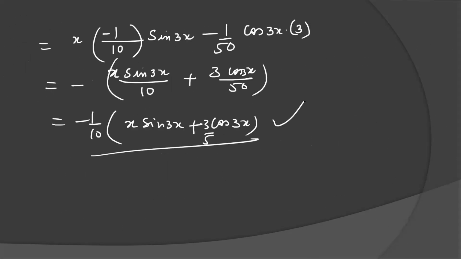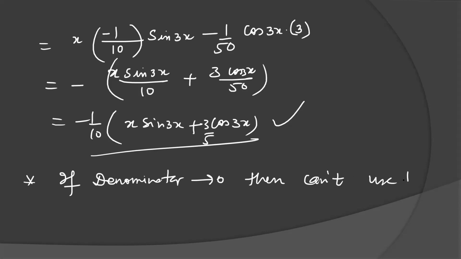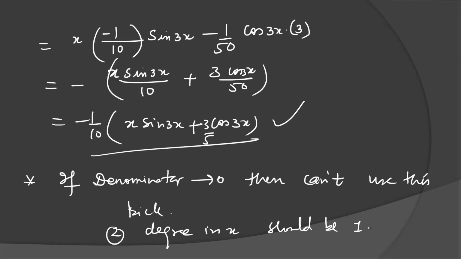Same answer we got. But this result is applicable when x has degree 1 only, and f(D square) is not going to be 0. If the denominator is vanishing, we cannot apply this result. Remember my point. If the denominator is going to be 0, then we can't use this trick. And second point, the degree in x should be 1. Then only we can apply this result.